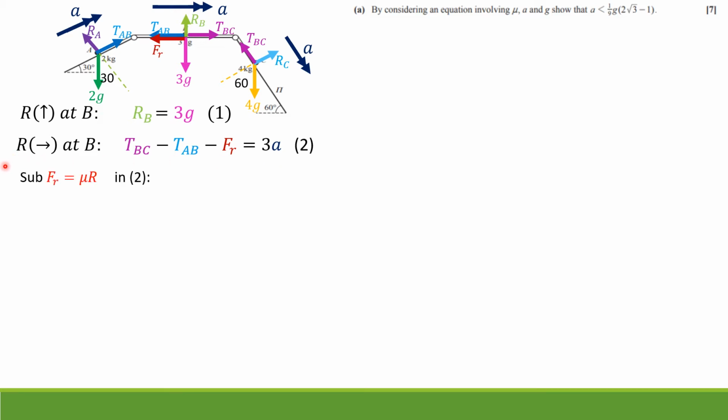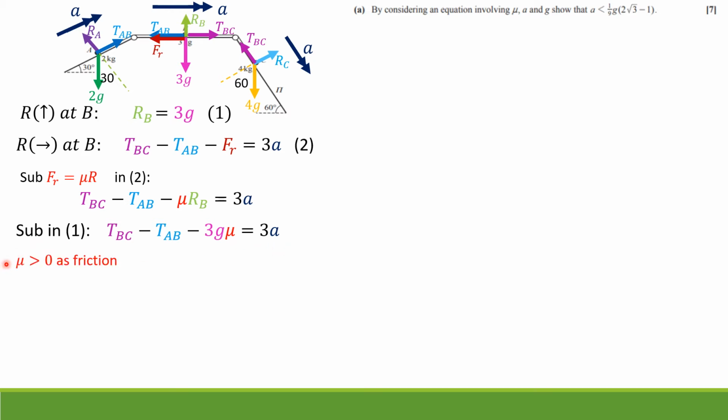I can now connect these two equations. So I'm going to substitute friction equals mu R into equation 2. So I'm going to replace this friction with mu R. So friction is the same as mu times R. But we know up here in equation 1 that R is equal to 3g. So I can replace this R with 3g. So I'm going to substitute equation 1 into the equation I've just found. So TBC minus TAB minus 3g times mu is equal to 3a.